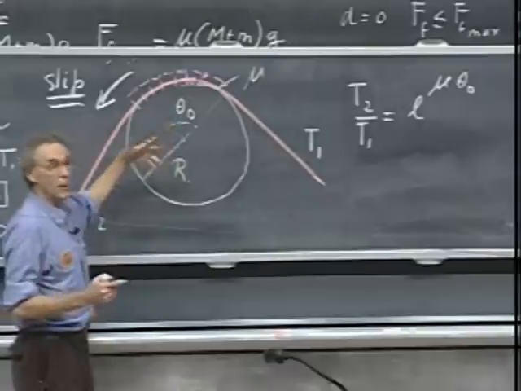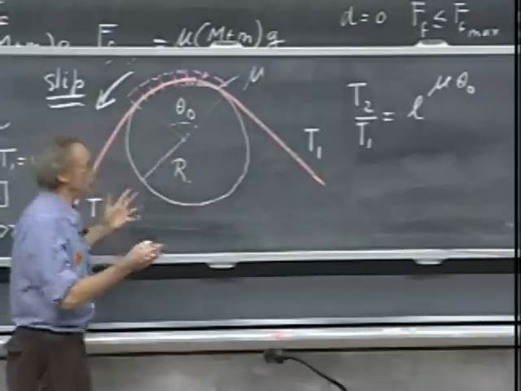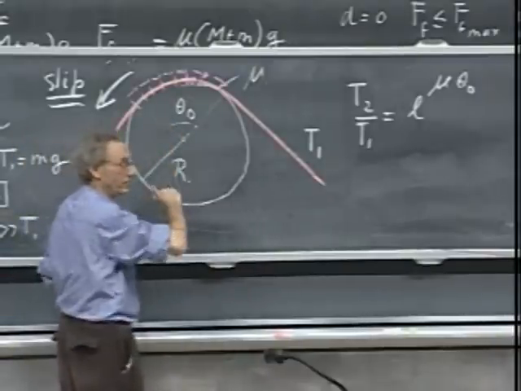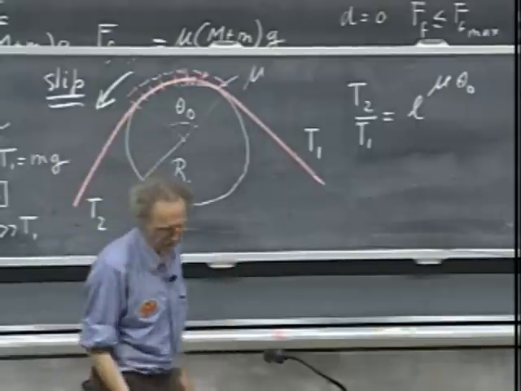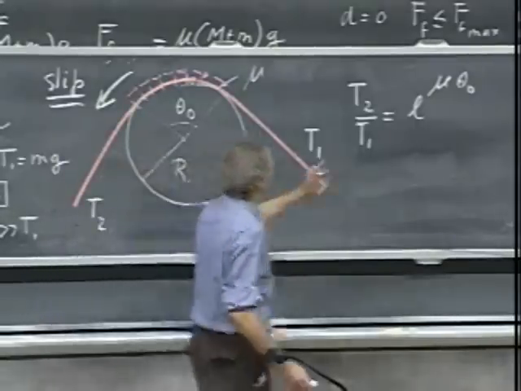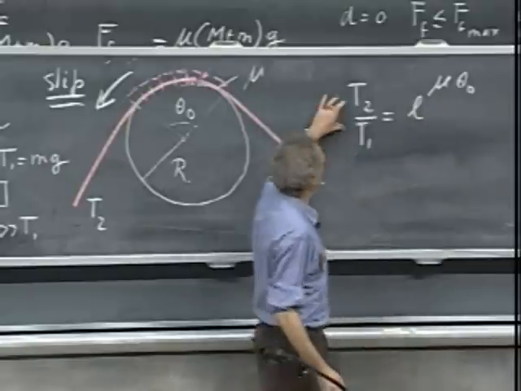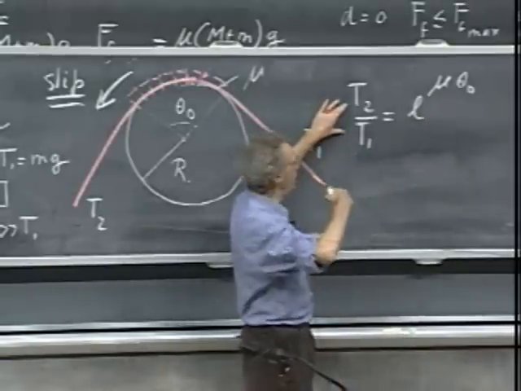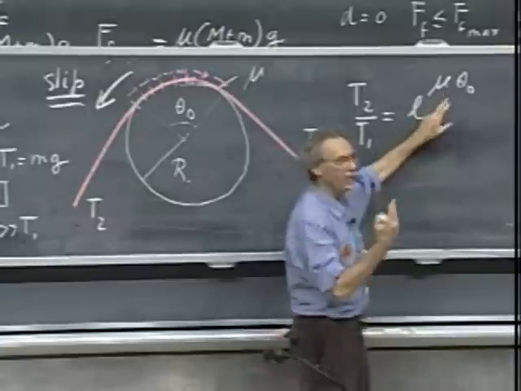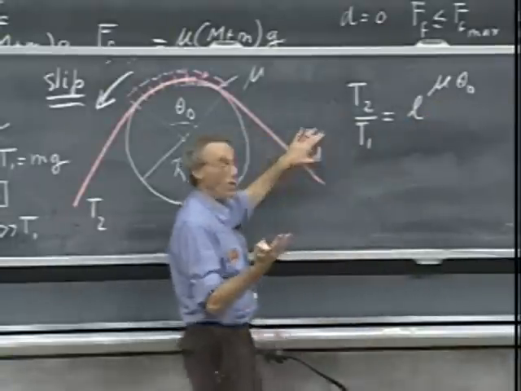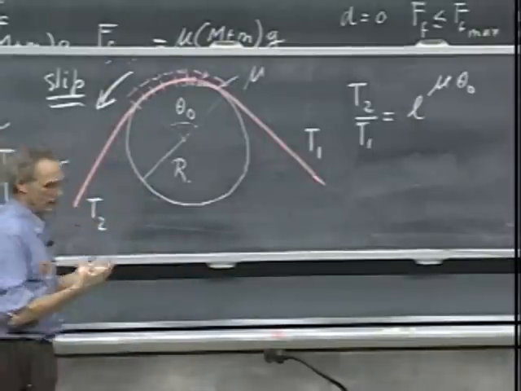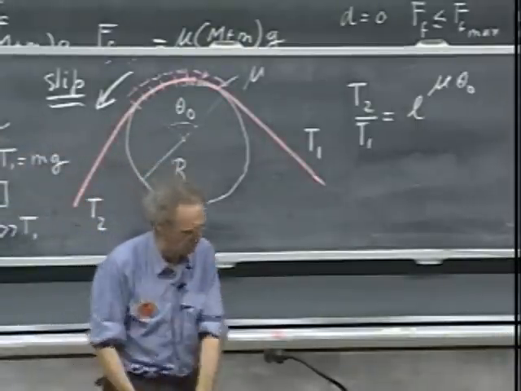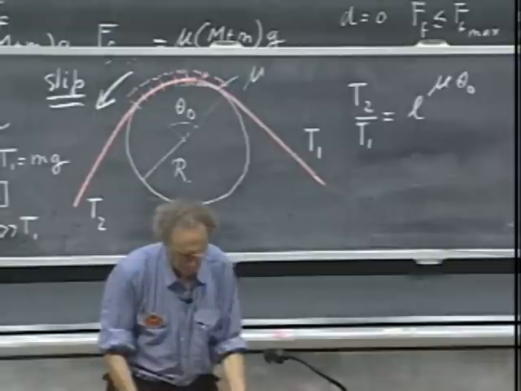This angle could be very large. You could wrap it around 10 times, as we will do very shortly. So there's no restriction on theta. If there were no friction at all, notice, then at the moment that it starts to slip, e to the power 0 is 1. That's when T2 equals T1. That's obvious. So you can't play this game if mu is 0. You need friction. That is at the heart of this whole problem.